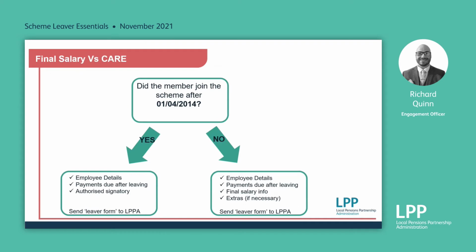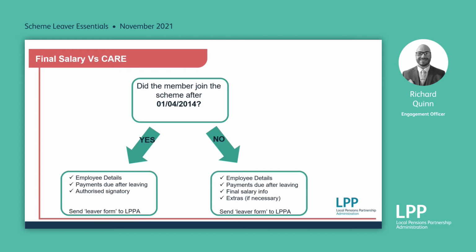When it comes to completing the leaver form, asking yourself the question, did the member join the scheme after the 1st of April 2014, will help determine the information that we would require on the leaver form. For any members who started employment with yourselves and subsequently joined the scheme after the 1st of April 2014 will potentially not hold any final salary benefits, and therefore we would only require minimum information, such as the employee details, payments due after leaving, and any extras.